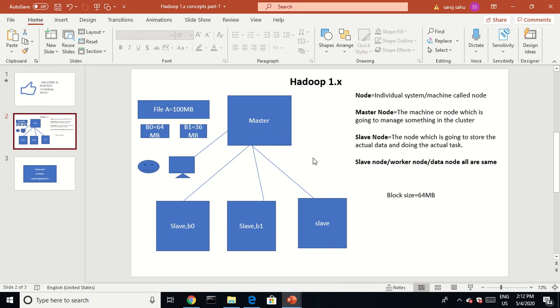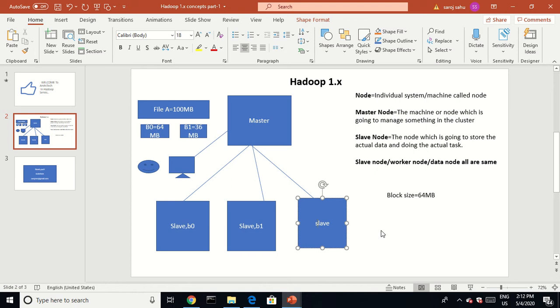Hadoop is a master slave architecture. I can have one master machine and multiple slave machines. That is called master slave architecture. Here we will discuss some terminologies.